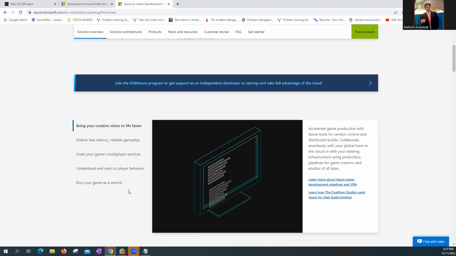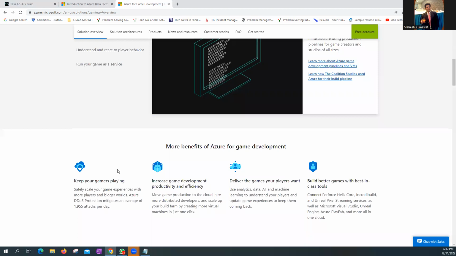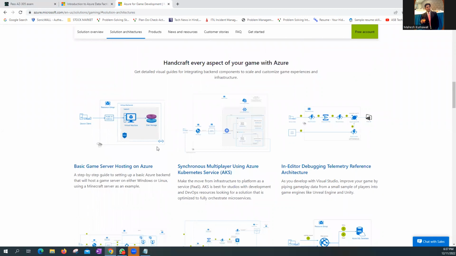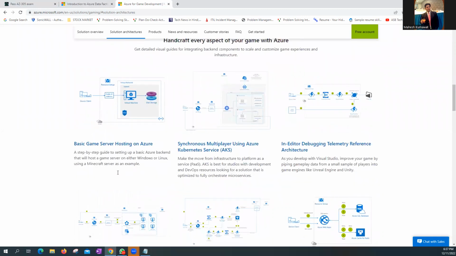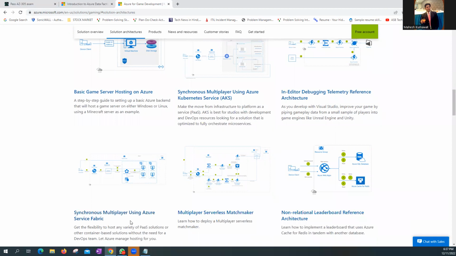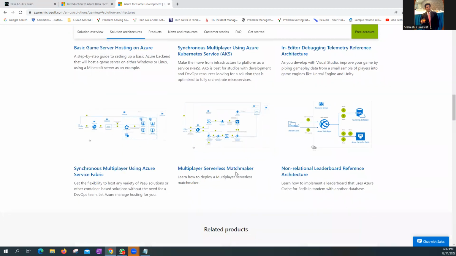So you should understand the business first of all, like what the business requirements are and how the business is going to work. Keep your game playing and all those things in mind, and then I'm talking about the architecture design. We have different architectures. Basic game servers hosting on Azure, synchronized multiplayer using Kubernetes services, in-editor debugging, telemetry references. We have synchronized multiplayer, Azure Service Fabric multiplayer service, serverless architecture, and non-relational databases.